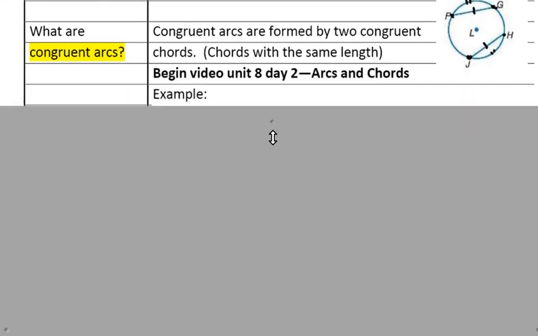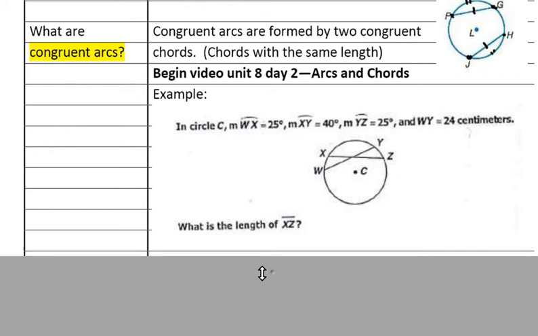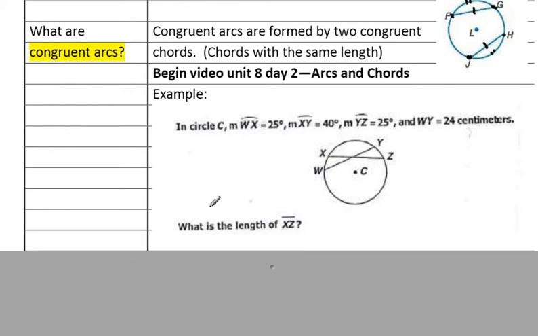So let's see an example of this. I'll give you a minute to copy this example down. And we'll break it down. It says in circle C, WX, so WX right here is 25 degrees. XY, so XY here is 40 degrees. And YZ is 25 degrees. Then they tell us that WY, the segment, is 24 centimeters.